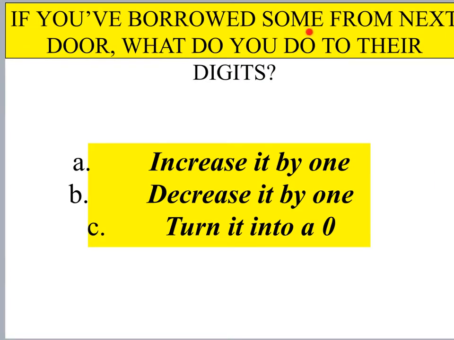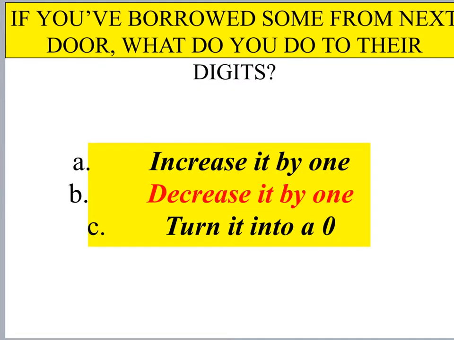If you've borrowed some from next door, what should you do to that digit? Should you A, increase it by 1, B, decrease it by 1, or C, turn it into a 0? Press pause and write your answer down. Let's see how you went.